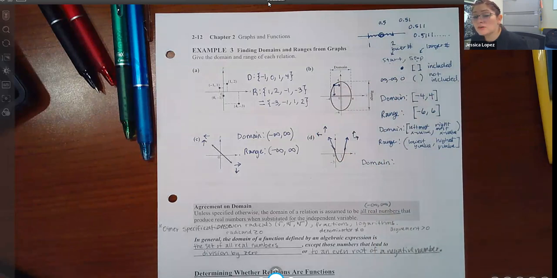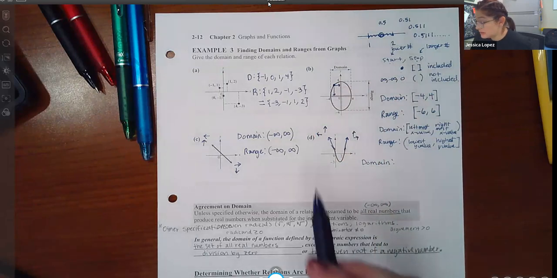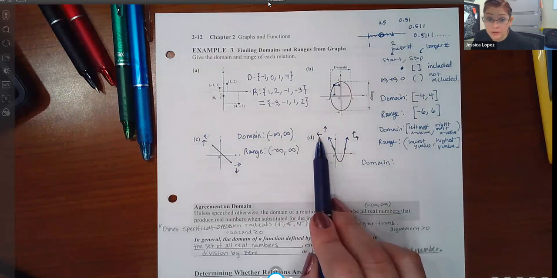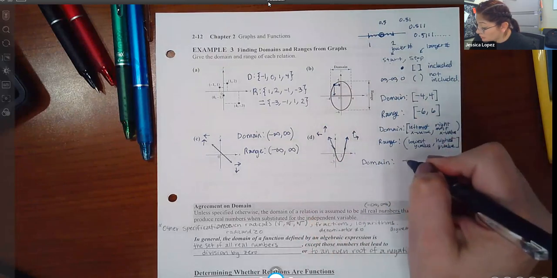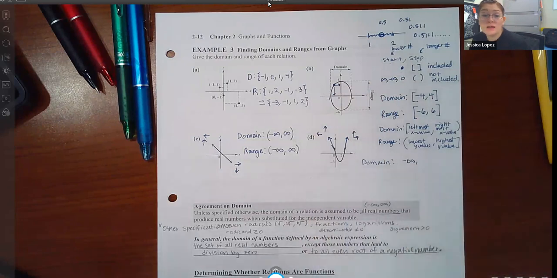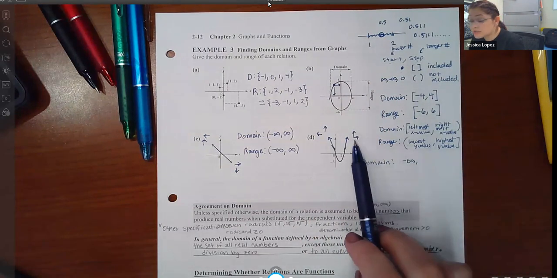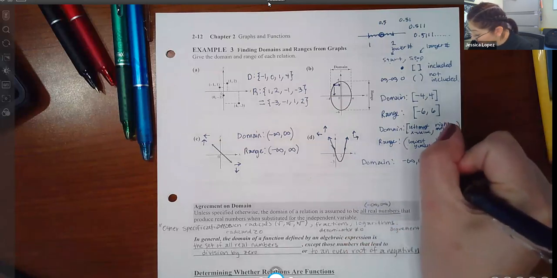So if I'm trying to figure out how far left it goes, it actually just keeps going and going and going to the left toward negative infinity. And how far right does it go? It just keeps going to the right forever and ever and ever toward positive infinity.